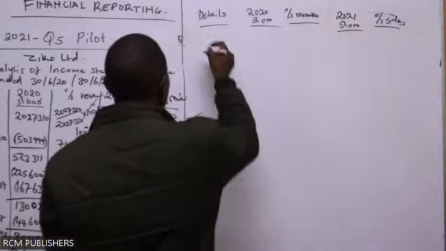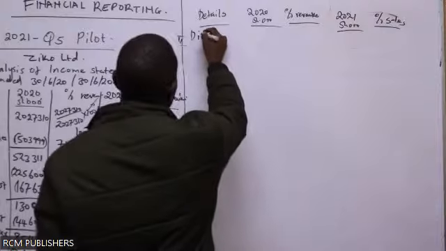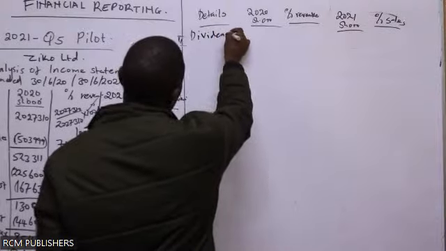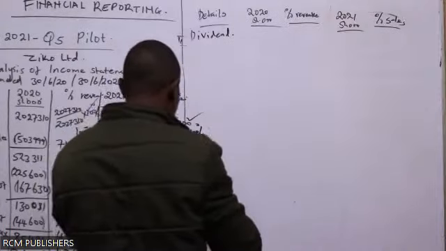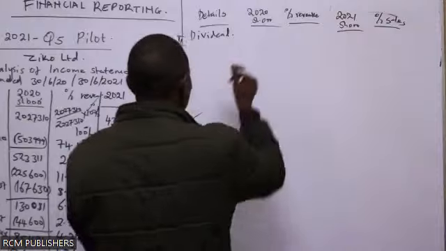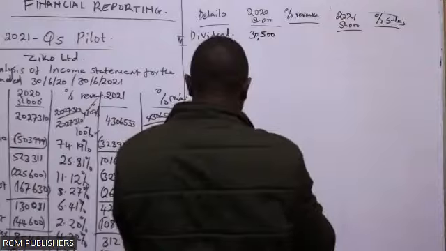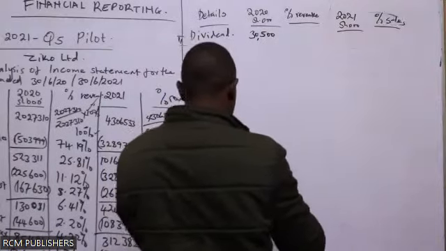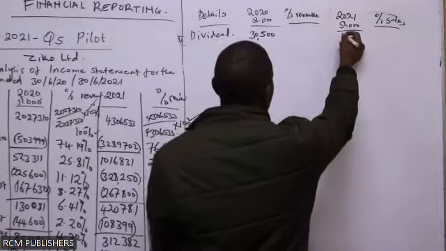Dividend paid. What is your time? Time imefika. Dividend paid, I know you have it. That is the way we are doing this thing. Dividend paid ilikuwa 3,500. I don't want to take much of your time. Then we have 65,300.